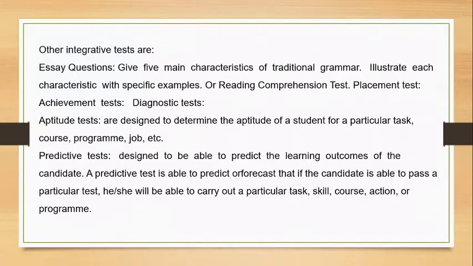For example, we say give 5 main characteristics of traditional grammar. In a reading comprehension test, we also check many abilities. Placement tests, achievement tests, and diagnostic tests are also integrative tests. An aptitude test is also an integrative test. It is a test designed to determine the aptitude of a student for a particular task, course, program, or a job. Predictive tests are also integrative tests designed to predict the learning outcomes of candidates.